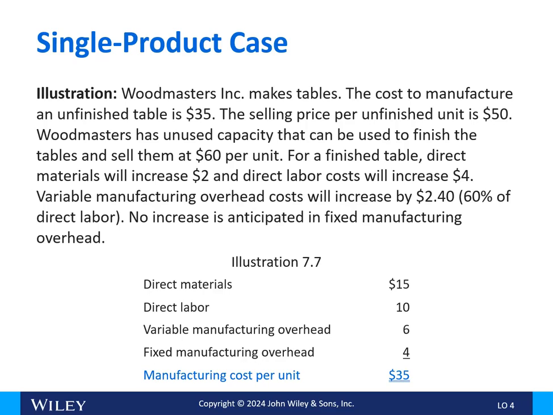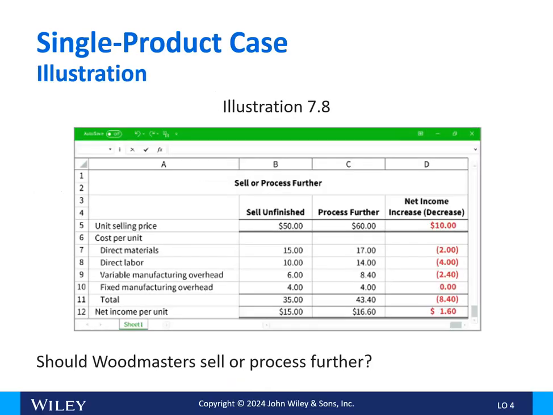So this chart shows our current manufacturing cost per unit to make the unfinished table. So we said it was $35. Here's how we got to that $35: direct materials, direct labor, variable overhead, fixed overhead, and that total is $35 per unit. Then we can do our analysis to compare the two. If we sell unfinished, selling price is $50. We have all our costs, $35, so $15 net income per unit.